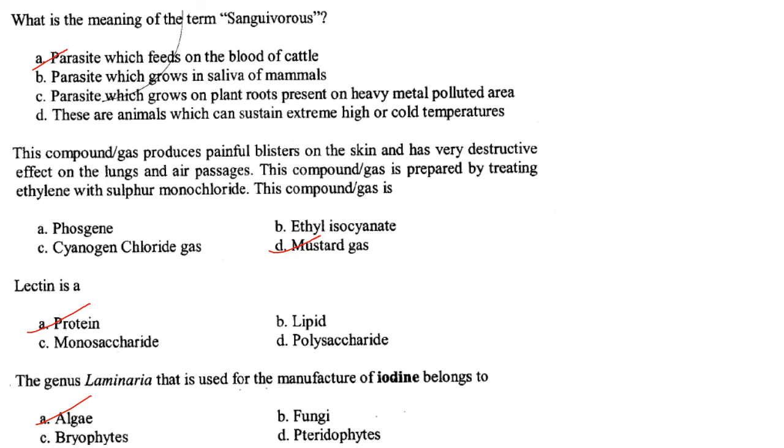What is the meaning of the term sanguivorous? A parasite which feeds on the blood of cattle. So answer is option A, sanguivorous.